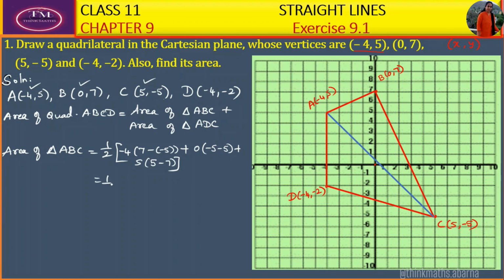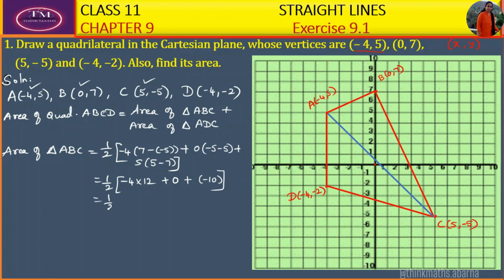Which is equal to 1 by 2 times minus 4 into 7, minus into minus is plus, so 7 plus 5, which is 12. So minus 4 into 12, and this term is 0, since 0 into anything is 0. Plus 5 into (5 minus 7), which is minus 2. So minus 2 into 5 is minus 10.